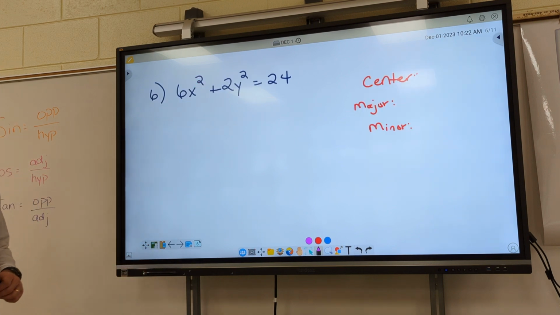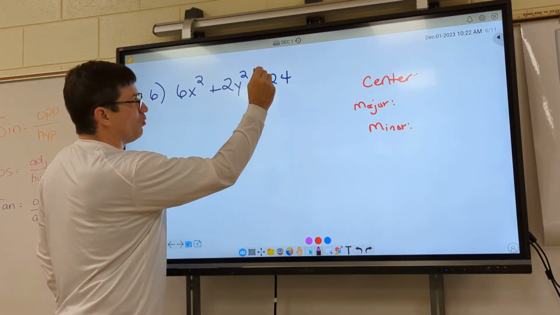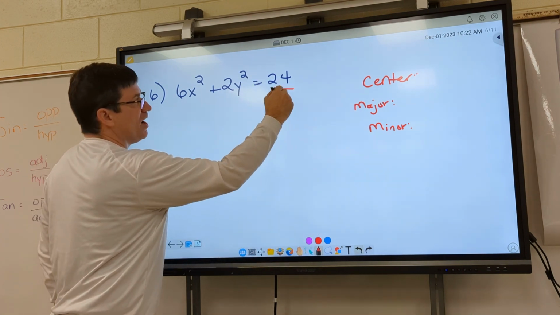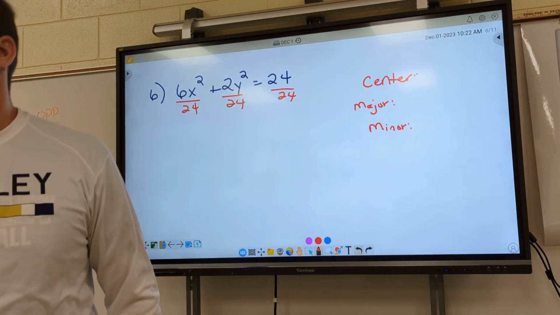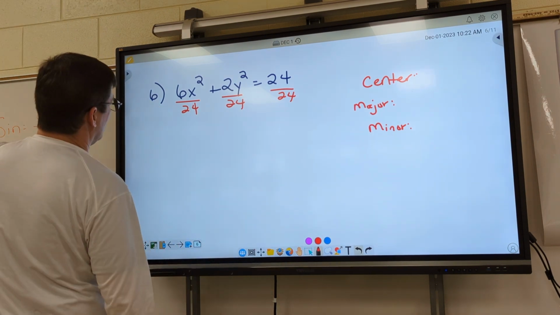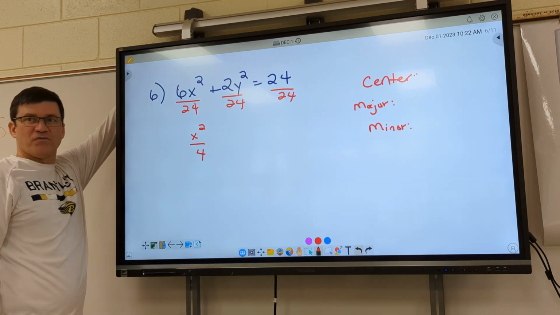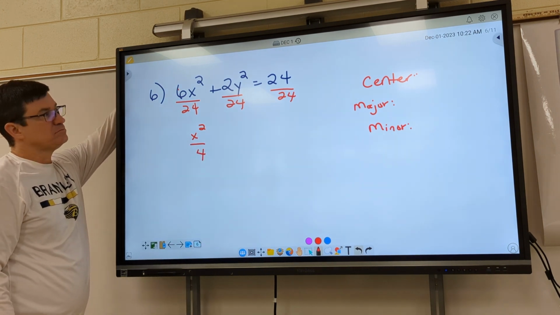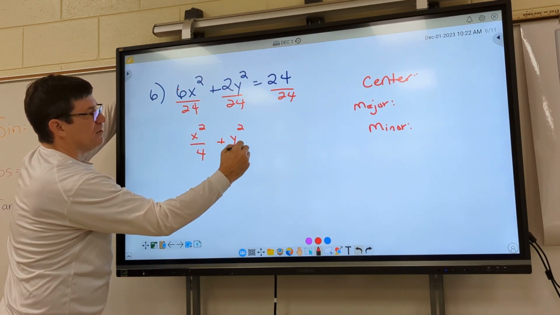All right, look at number 6 on the back. 6, 7, and 8 are all the same type, correct? Mm-hmm. On the front, we said, Samari, that all of these ellipses, all these ovals have to equal 1. If it does not equal 1, then you have to divide everything up here by 24. All right, next step. 6 divides into 24 4 times. So we're going to write x squared over 4 for that number. All right, for the next number, we're going to write y squared over 12 equals 1.